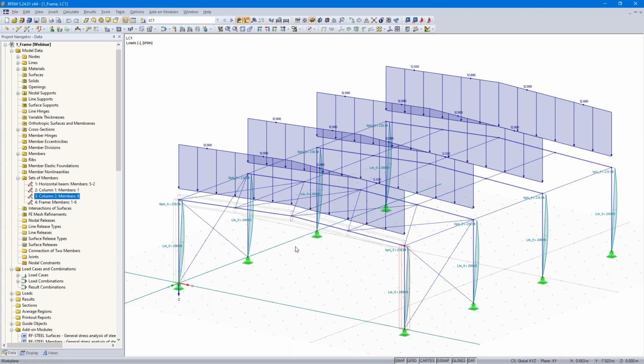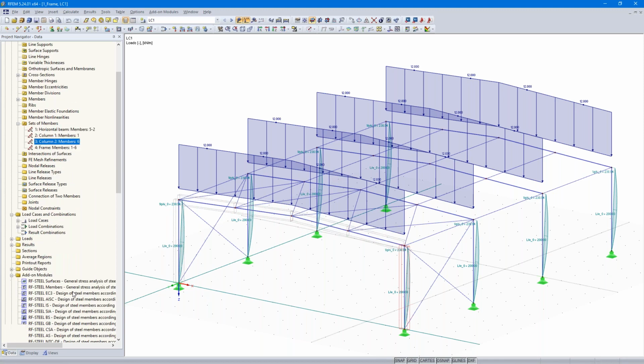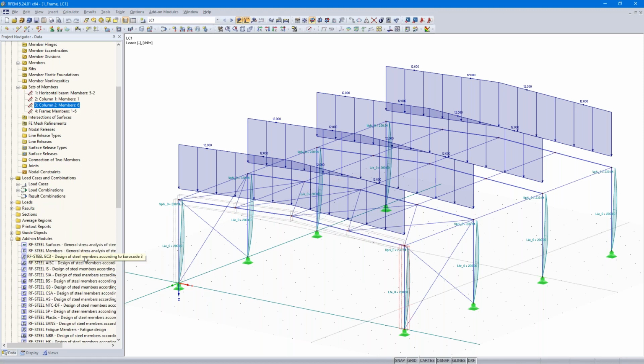Maybe an additional piece of information about the equivalent member method: the application is for straight sets of members. The low truss inclination here is not considered. Okay, I think that's all. We can go to the add-on module.